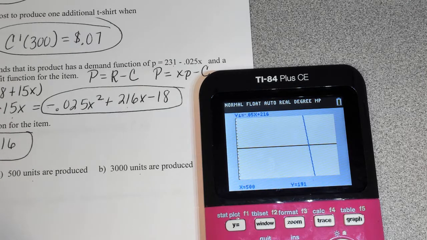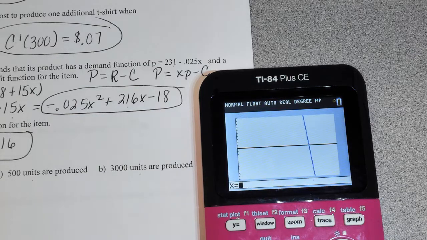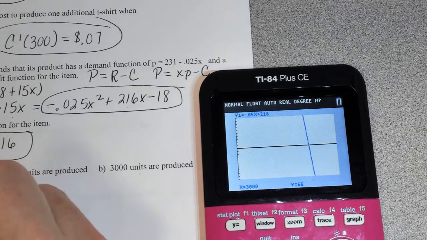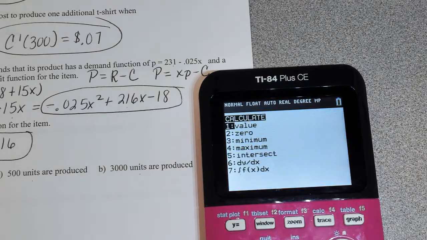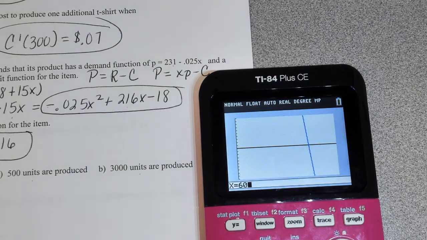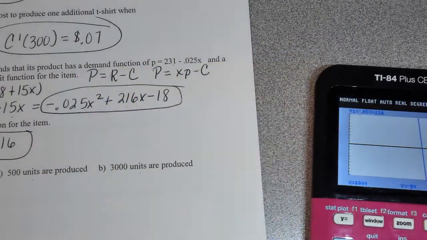So that means if I go from 500 to 501, I'm going to make an extra $191. If I go from 3,000 to 3,001, I'm going to get $66 more. And then for 6,000 units, I get negative 84.